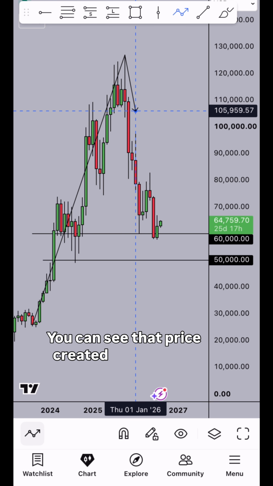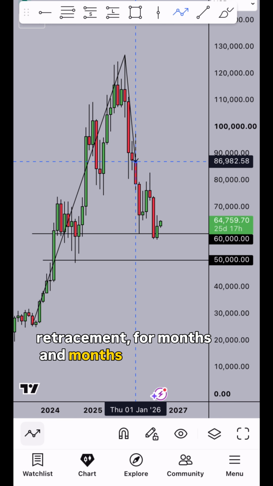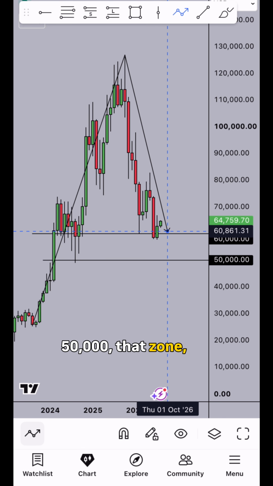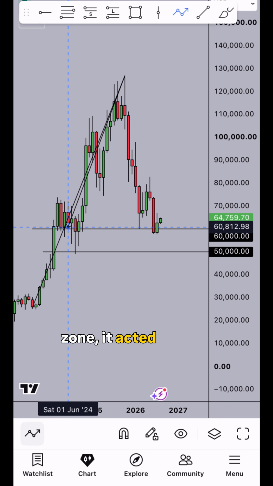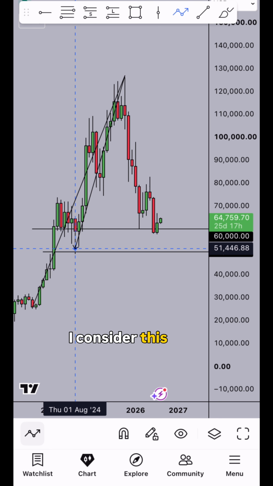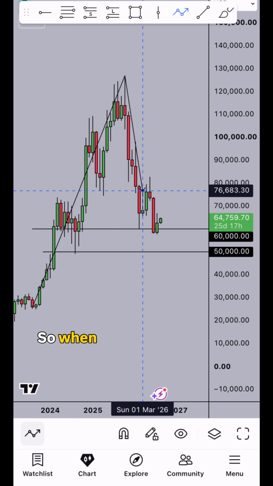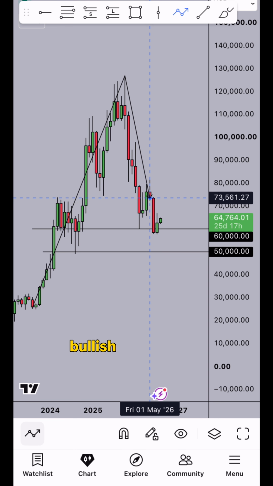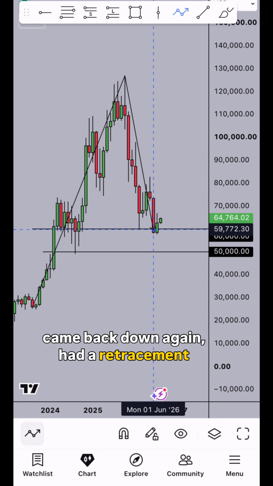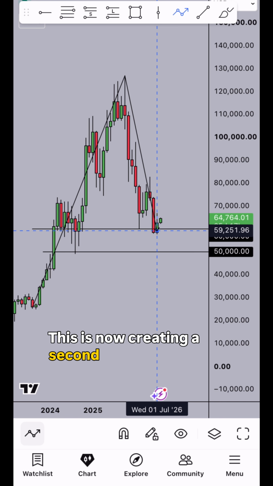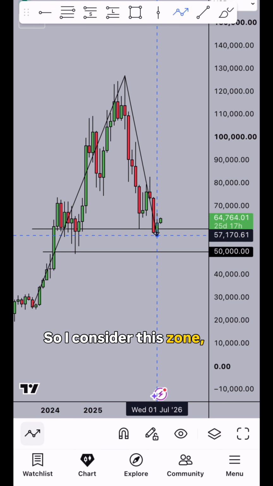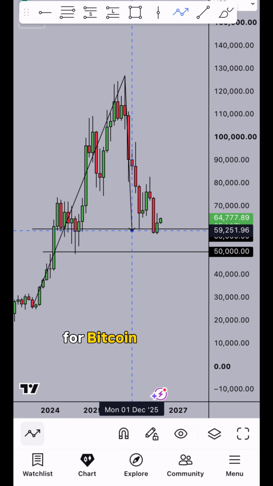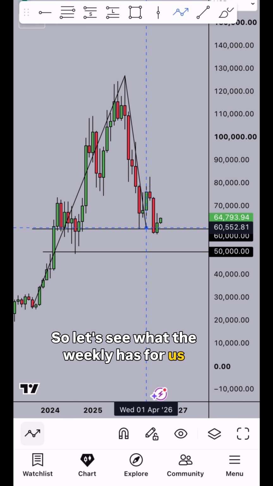You can see that price created this bearish retracement for months and months. But mind you, if you look at this zone at 60,000, 50,000, every time price comes to test that zone, it acted as a floor on the market. So I consider this a bullish defense line. When price continued the retracement, the first touch created a couple of bullish candles, came back down again, had a retracement, and this is now creating the second bullish candle. So I consider this zone, the 60,000 to 50,000, as a defense line for the buyers for Bitcoin on the monthly time frame. So let's see what the weekly has for us.